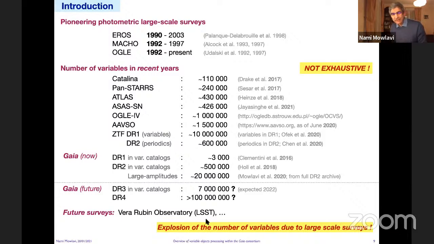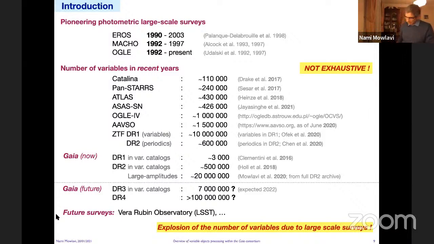Now, I should say when you have these large surveys, it's relatively easy to detect and publish variable objects. It's much more challenging to publish a catalog where you can master the quality, typically how many contaminations you have and what is the purity of the catalog. And the whole purpose of studying and publishing a catalog would be to increase the quality of its content.